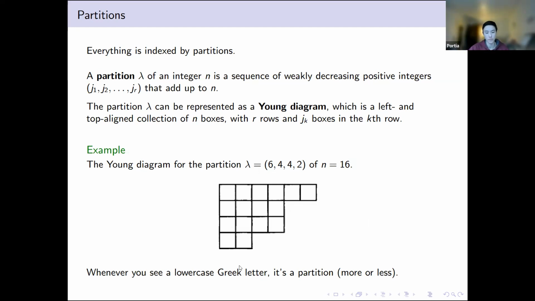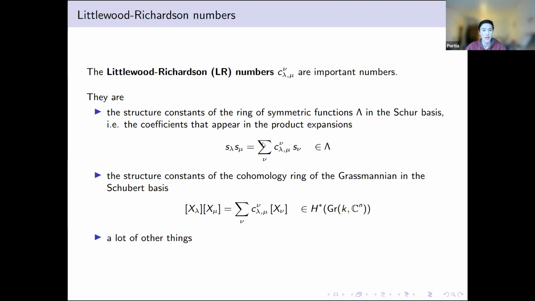These lowercase Greek letters are going to be showing up all over the place and in every context; you can just think of them as a partition. Now, what are Littlewood-Richardson numbers? They're very important, I gather.